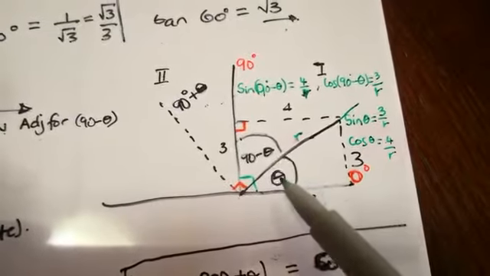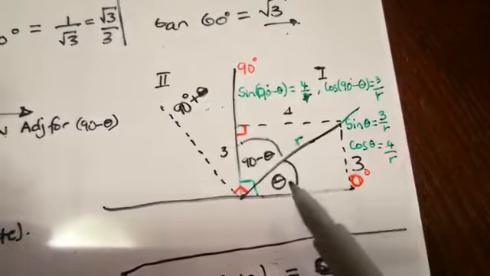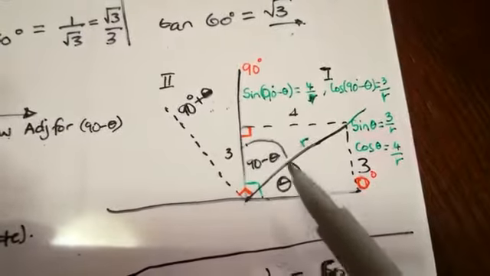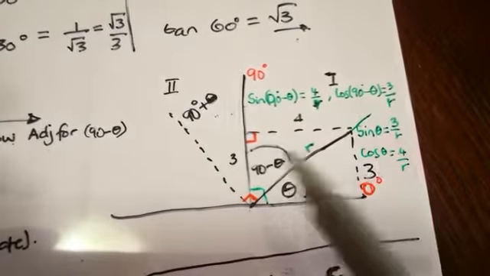Just imagine if this was 20, that means this is going to be what? 70. So how do I get 70? 90 minus 20 gives me 70. So that's how I wrote this 90 minus theta.